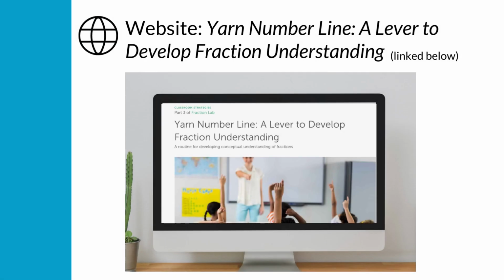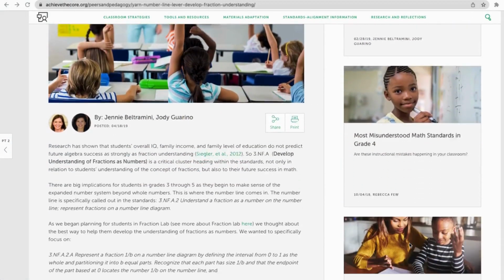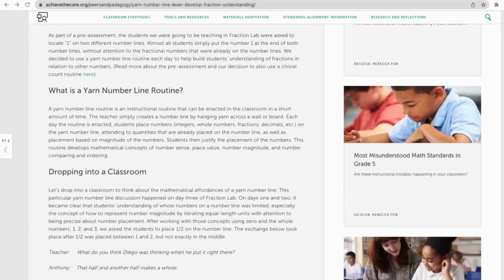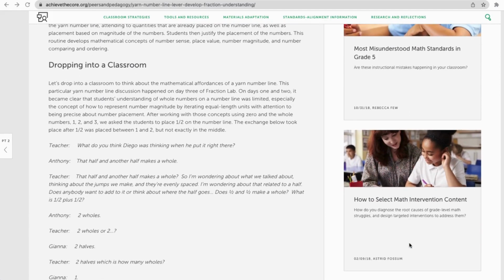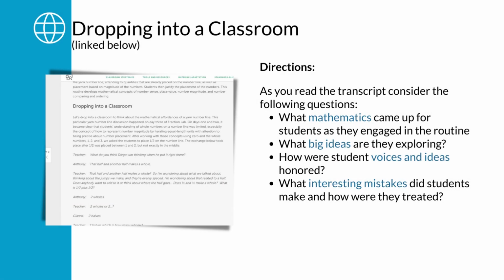To get a sense of how students may respond to this activity, you will read a transcript of a classroom engaging in the number line routine. Use the link below and scroll down to the Dropping into a Classroom section. While you read the transcript, consider the following questions. What mathematics came up for students as they engaged in the routine? What big ideas are they exploring? How were student voices and ideas honored? What interesting mistakes did students make, and how were they treated?